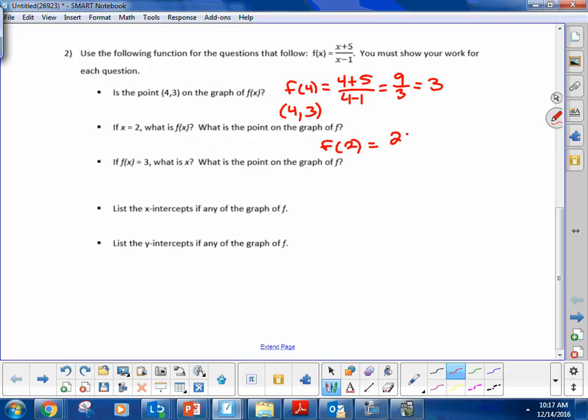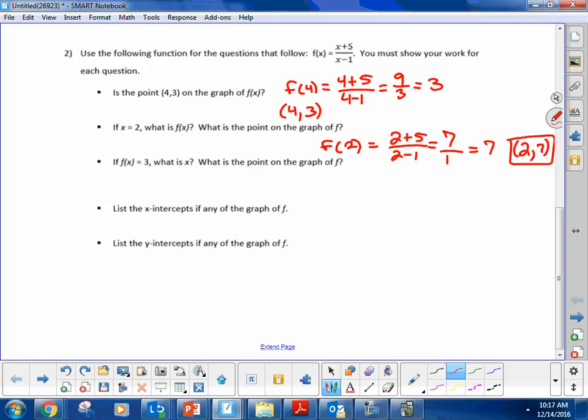And we're going to have (2 plus 5)(2 minus 1). This comes out being 7 minus 1. So the solution should be 7, which means that I could prove to you, guarantee you, a point at (2, 7). That's the point that will be on the graph. So this is the second portion that it is actually asking for.